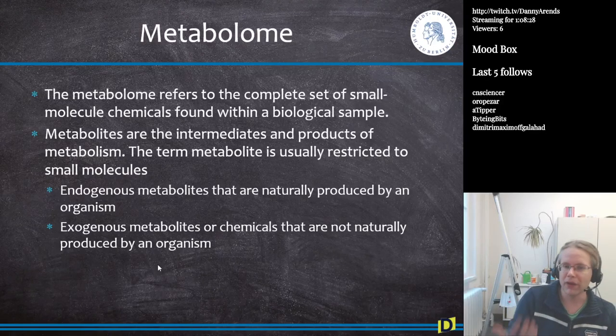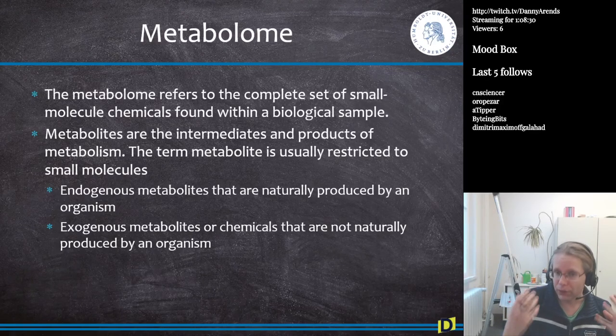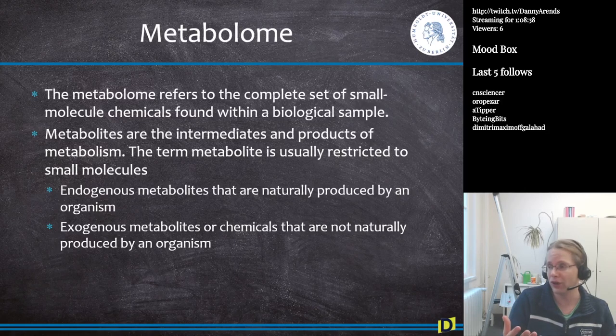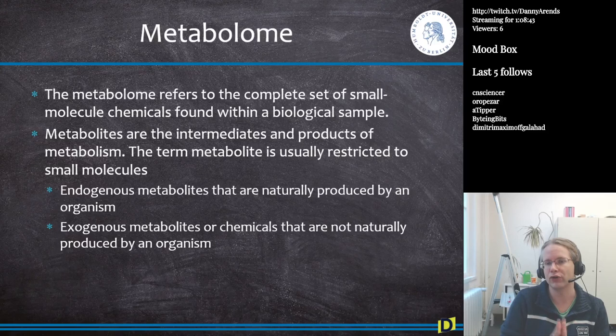So when we talk about the metabolome, or the metabolic profile, which it used to be called, nowadays we call it the metabolome, like proteome and genome. So the metabolome refers to the complete set of small molecule chemicals found within a biological sample. Metabolites are considered intermediates and products of metabolism. The term metabolites is usually restricted to small molecules. So big molecules like a protein are generally not considered a metabolite, although they are the product of the metabolism.